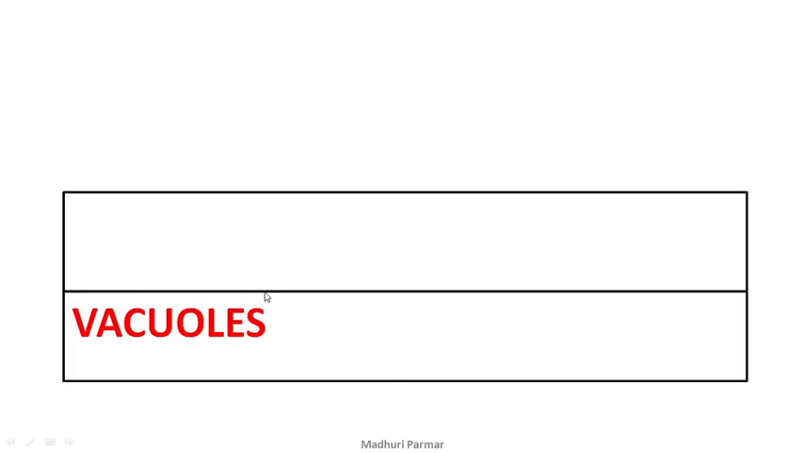So here we end with the lysosomes, which were the third part of the endomembrane system, and we move on to the last, which is vacuoles.